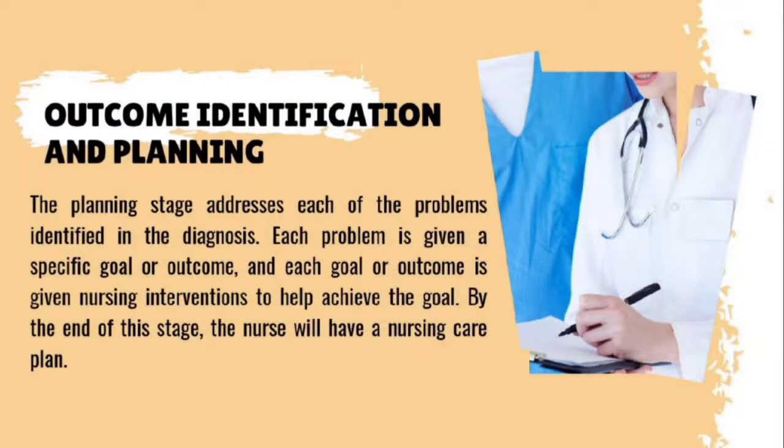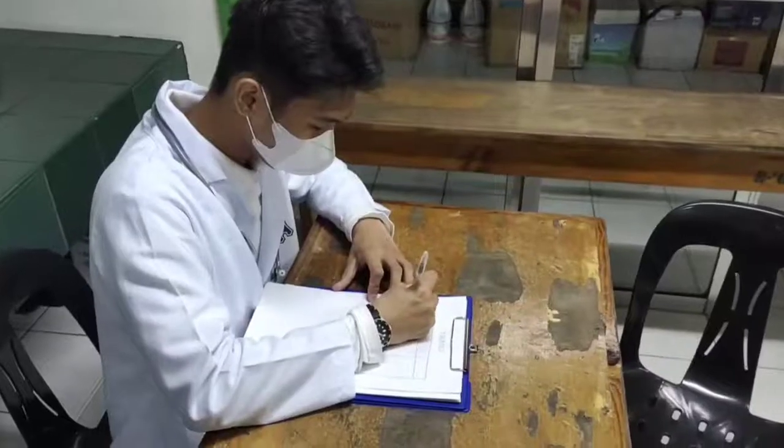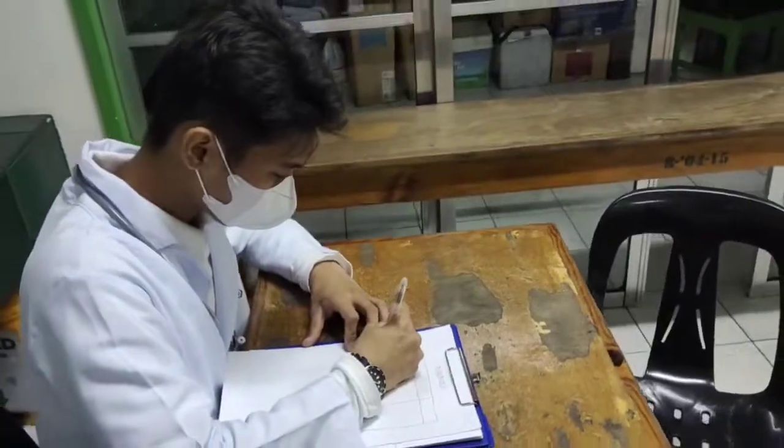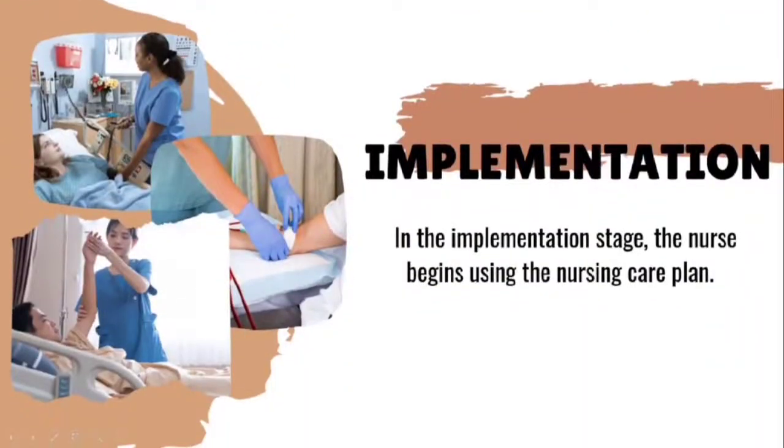Outcome identification and planning. The planning stage addresses each of the problems identified in the diagnosis. Each problem is given a specific goal or outcome, and each goal or outcome is given nursing interventions to help achieve the goal. By the end of this stage, the nurse will have a nursing care plan. The implementation. The nurse carries out the patient's need. In the implementation stage, the nurse begins using the nursing care plan.